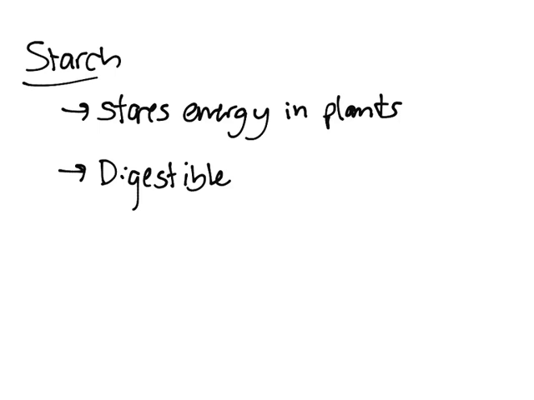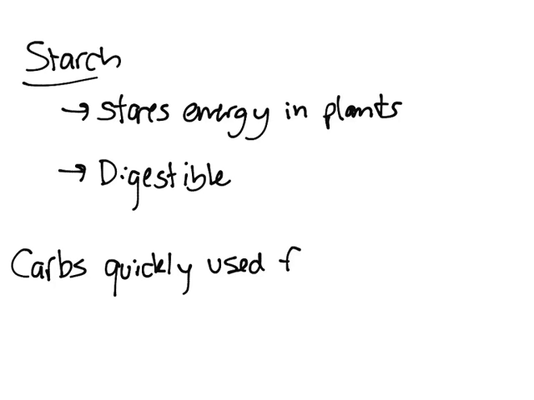So it's important to note that this is digestible. And it's important to note that when we eat carbs and they're digested, carbs are quickly used for energy. And by energy we mean ATP. And so the digested carb is quickly converted to glucose and used up pretty rapidly for energy.